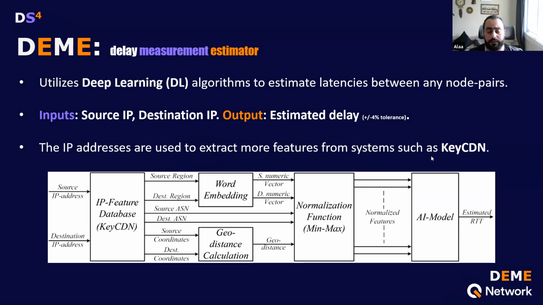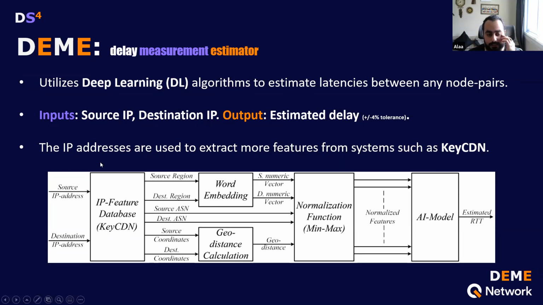And then of course, they used deep learning algorithms to estimate the latency based on a very big data set that was called the King data set. I believe it had a 1,300-node mesh, so it was 1,300 by 1,300 nodes. And then I think it was collected in 2002.